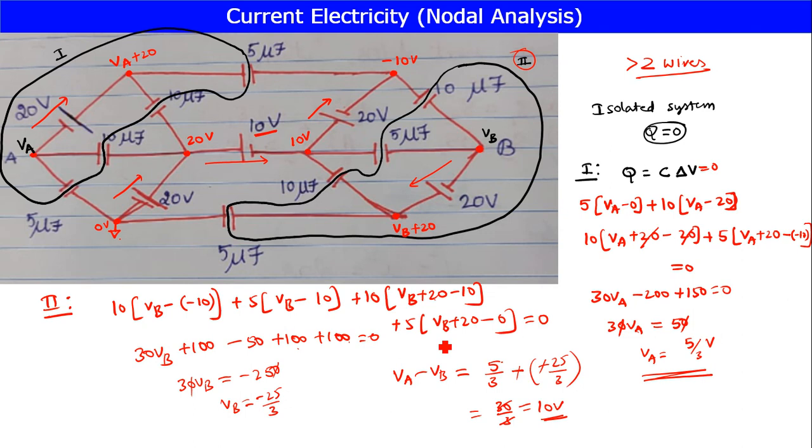That's all. These are the only two things we have applied, and the other thing is Q is equal to C delta V. That's it, and that's equal to 0. So I hope it is clear.